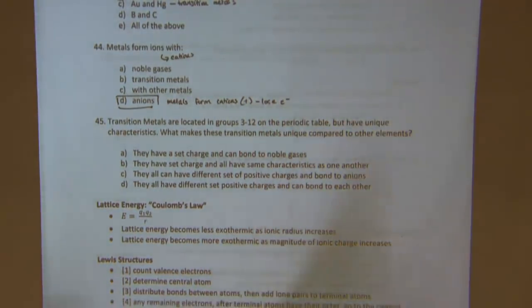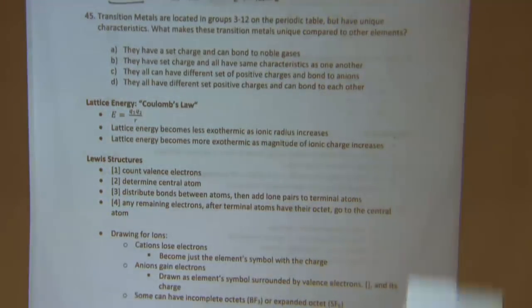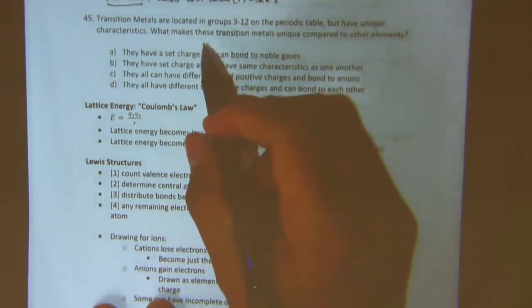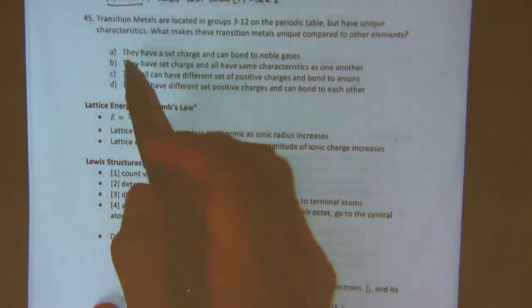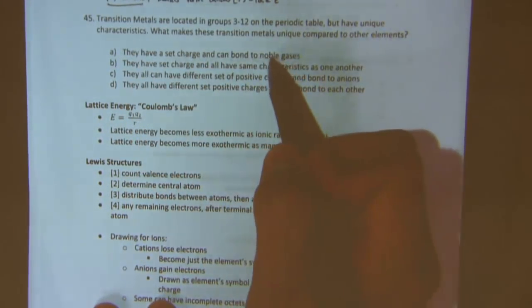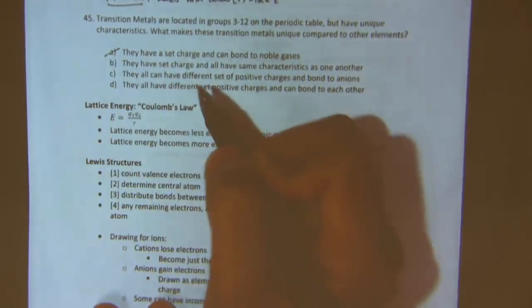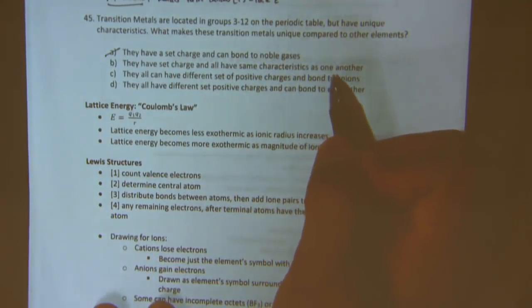Okay. And then we have 45. Transition metals are located in groups 3 through 12 on the periodic table, but have unique characteristics. What makes these transition metals unique compared to other elements? And if we were to look at each of these, they have a set charge and can bond to noble gases. Remember, noble gases don't really participate, and they don't really have a set charge, so we can cancel that one out. They have a set charge and all have the same characteristics as one another.